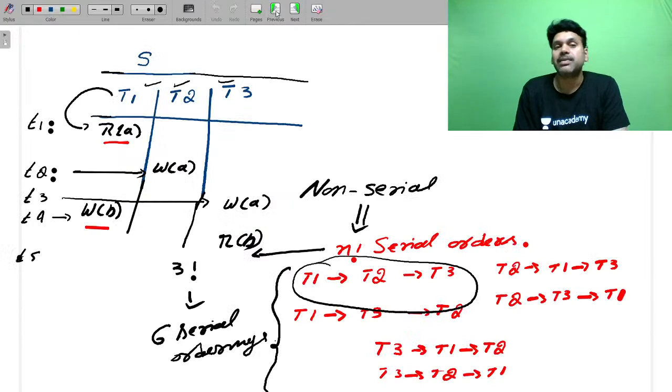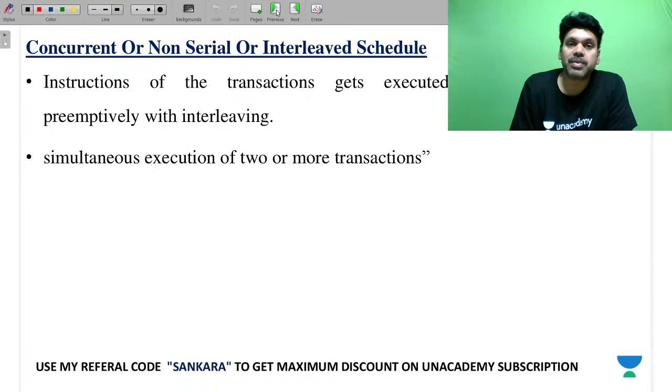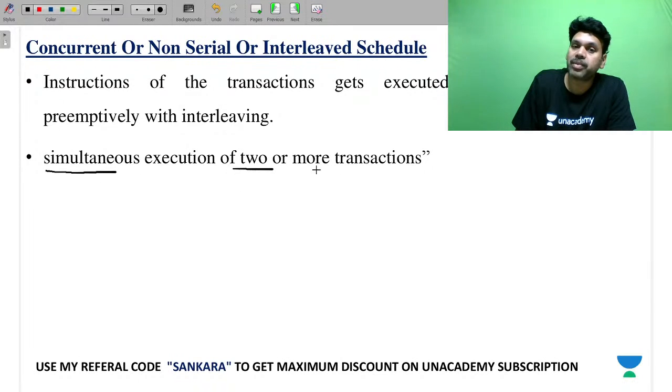And when you look at the other variety, we want to see that objects must be under sharing. When you want objects to be under sharing, then there is a requirement for a concurrent, non-serial or interleaved schedule. What is the meaning? Instructions of the transactions get executed preemptively with interleaving. What is the meaning of that? Simultaneous execution of 2 or more transactions. And what is another one? Transactions are executed in a time interval fashion.